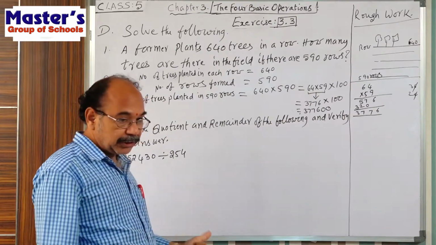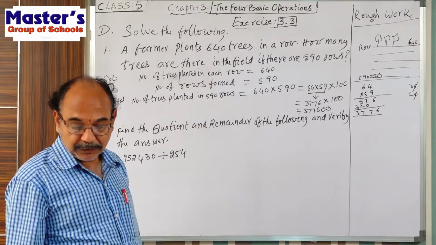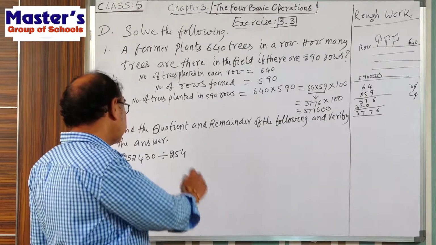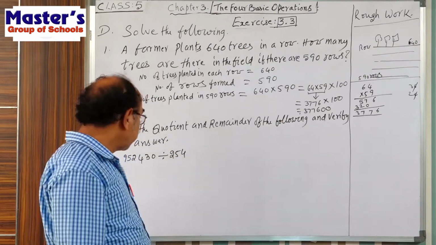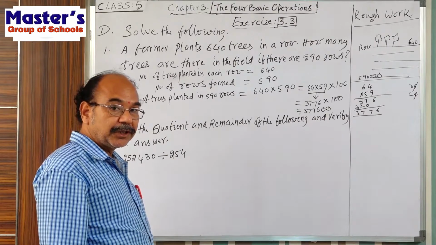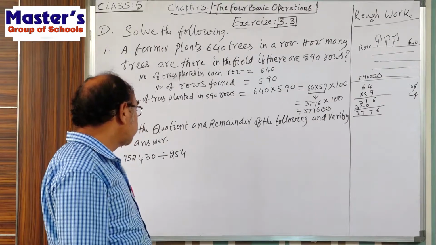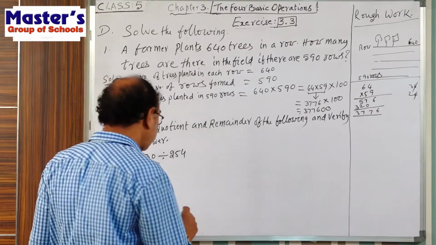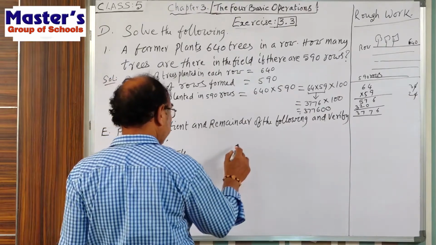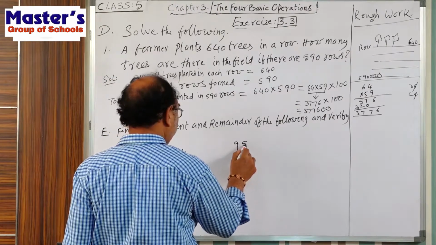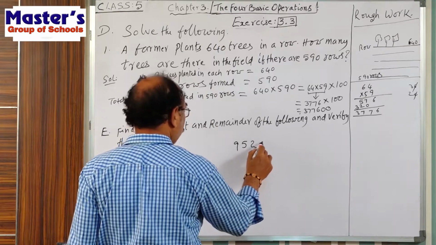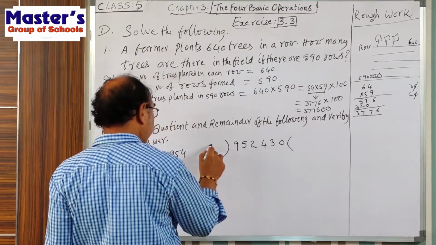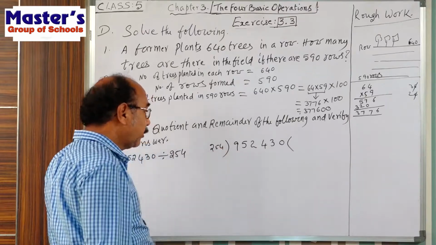Okay, in the section E, the first one I am taking, and through this division I will show you the actual division, and after completion of the division we can write the quotient and the remainder. So you see, children, 952430 divide with 254.